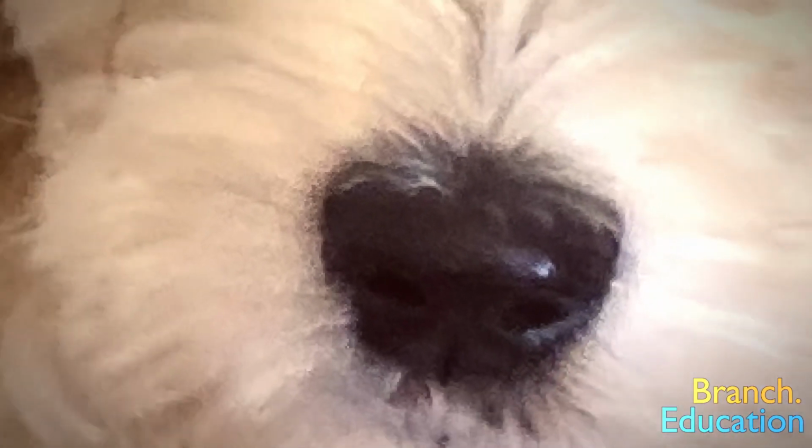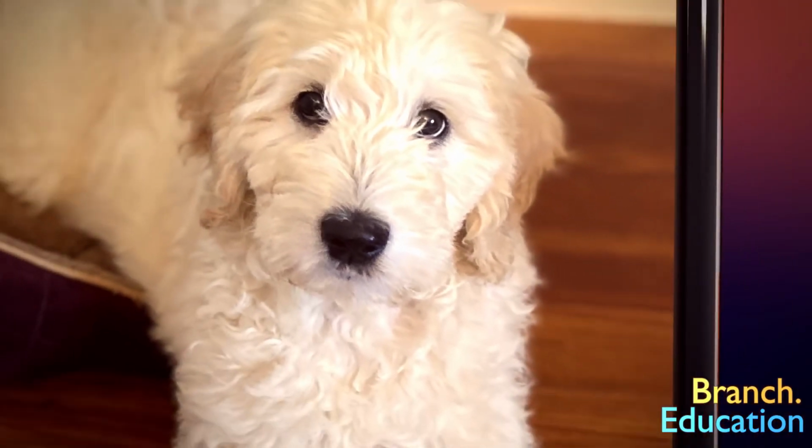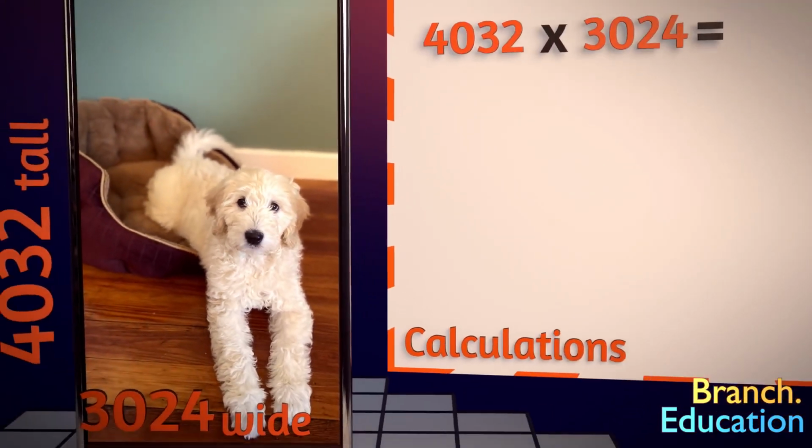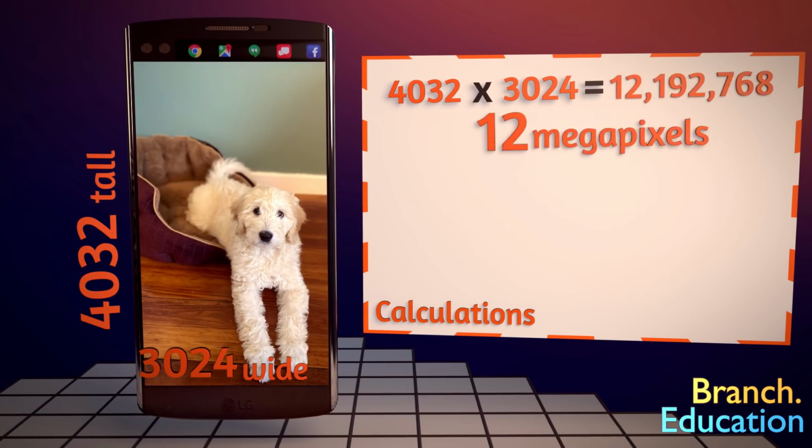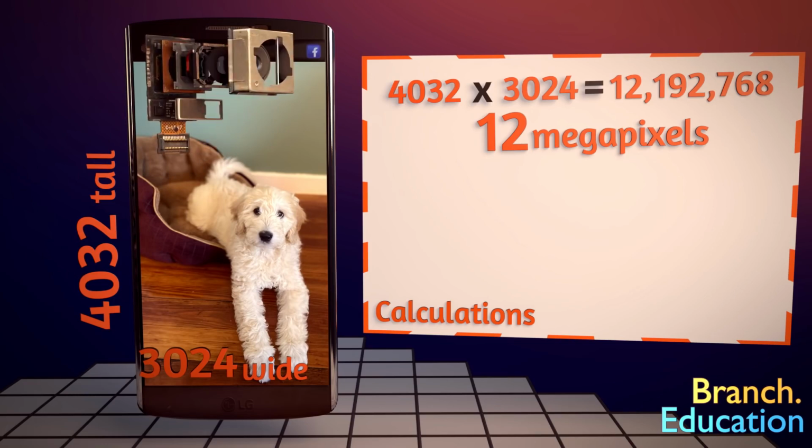First, we're going to zoom out to see the full picture, which is 3,024 pixels wide and 4,032 pixels tall, which is a total of around 12 million pixels, or 12 megapixels, which relates to the resolution of the 12 megapixel camera on my smartphone.